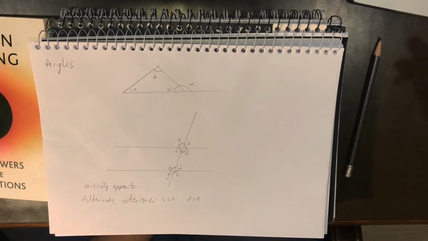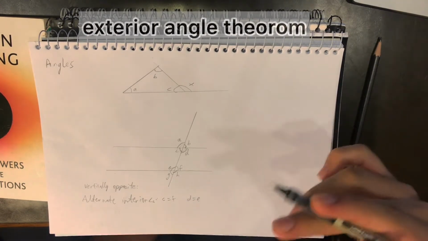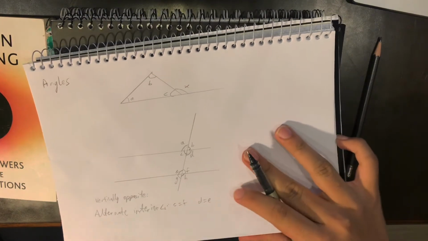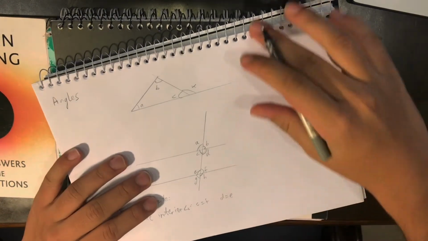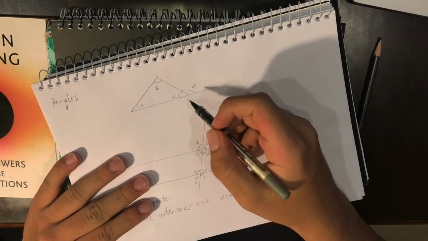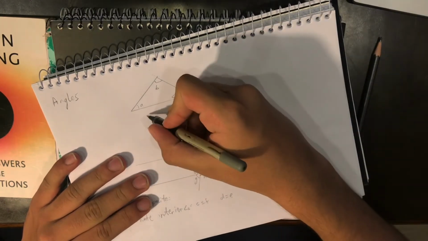So today we're going to talk about angles. The first is the exterior angle theorem. You all might know about it, but I have to explain it. It's easy, so let's write it down.